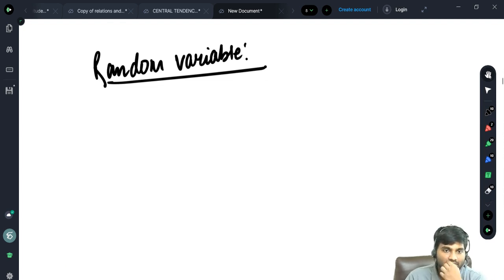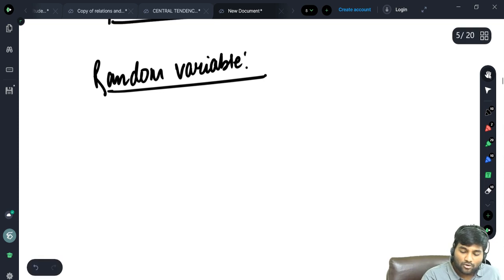Write down. It is a rule to associate numbers with each element of the sample space. One more definition. Next line. It takes the help of probabilities to decide upon its value.